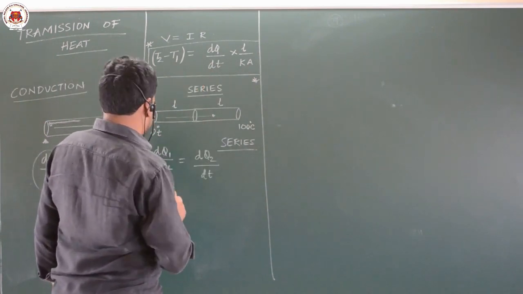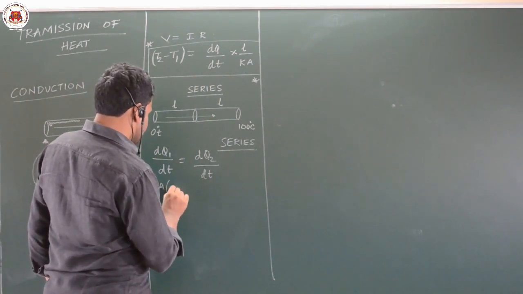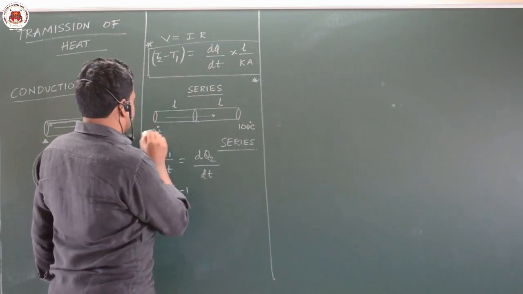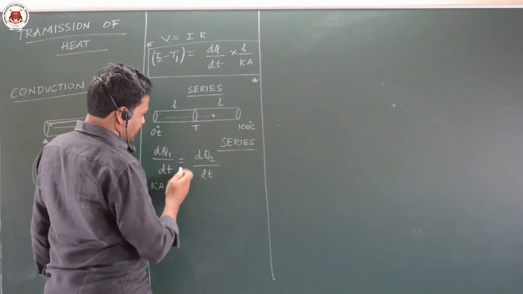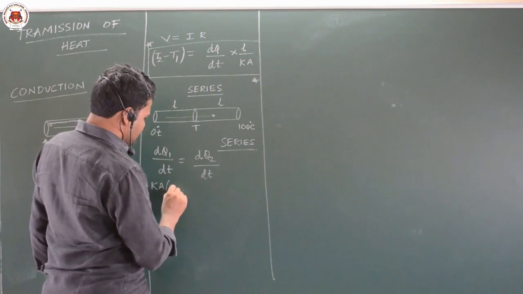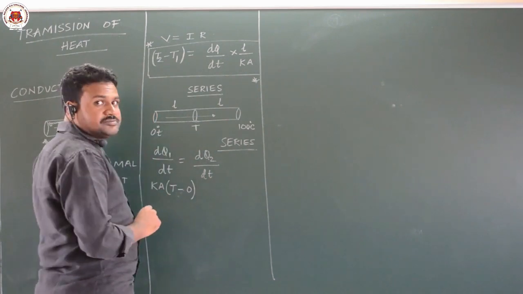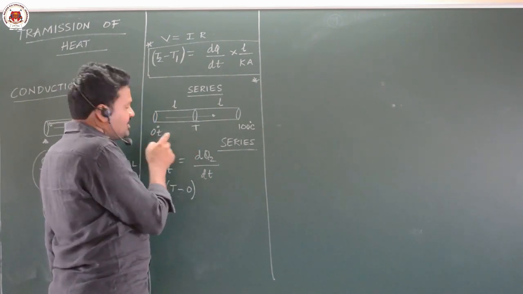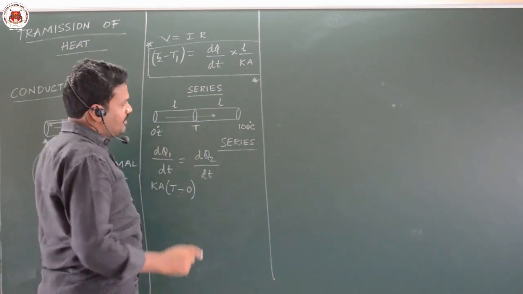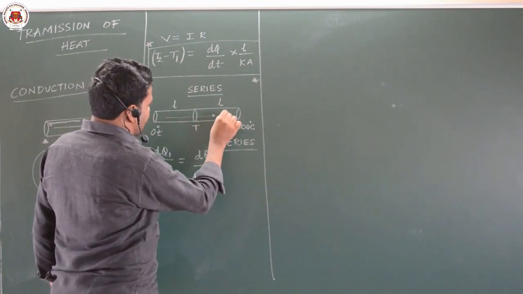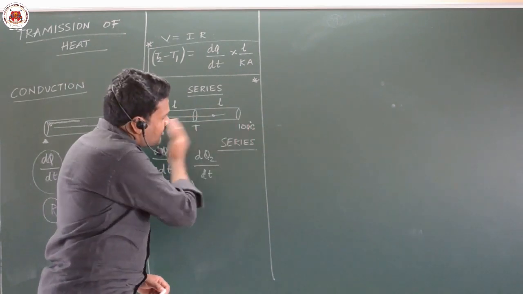dq by dt of the first one is Ka, T2 minus T1. Here it is at 0 degrees. Let us take the surface temperature as T. If you take the surface temperature as T minus 0, here I am taking the temperature as T, this is the difference. And why am I writing T minus 0? Because T must be greater. Because heat always flows from high temperature to low temperature like this. Heat always flows from high temperature to low temperature.